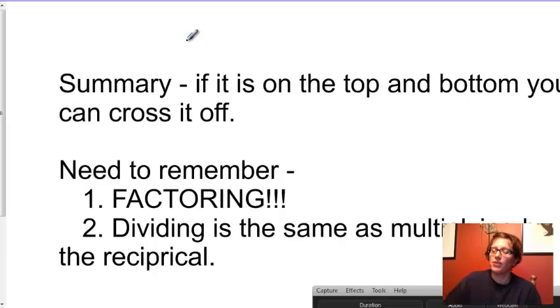What do you need to remember? Factoring. You can't do this without factoring. I'm sorry. Also remember that dividing is the same as multiplying by the reciprocal. That should be enough to get you through this.